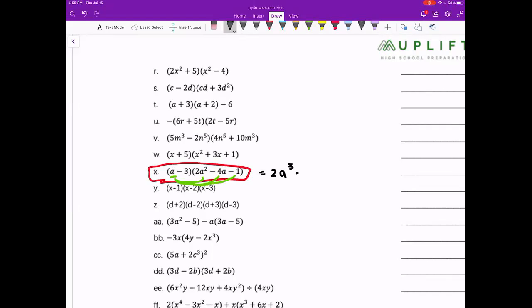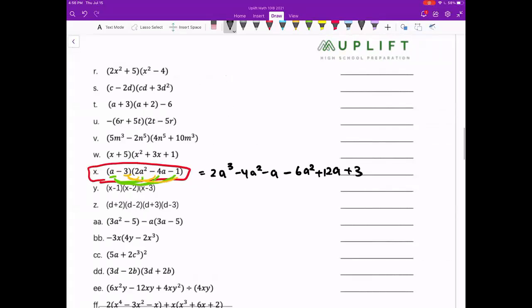Oh yeah, you should probably write that out first. Yeah, okay. And then I just choose the second term of the binomial and multiply it again by every term in the trinomial. So the negative 3 multiplies everything. And then we get negative 6a squared plus 12a plus 3. And then we can simplify this. We realize that the 2a cubed is just there. And then we have negative 10a squared, and then 11a, and then plus 3. And I believe that is the right answer, but I should just check.